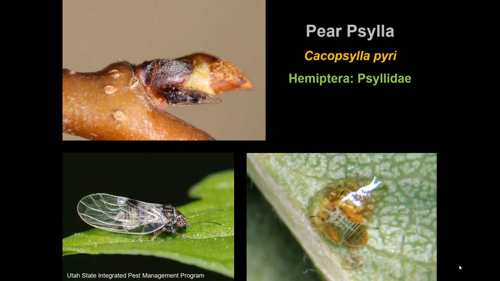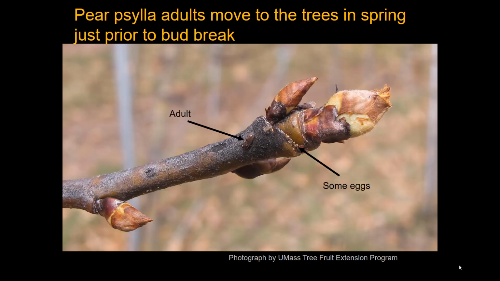So two other psyllids I want to talk about in much less detail. Both of them are on trees, and one would be the pear psylla, and this is associated with common pear. The pear psylla is an insect that you'll find moving to the plants in spring. And in this picture, I think you can see the adult.